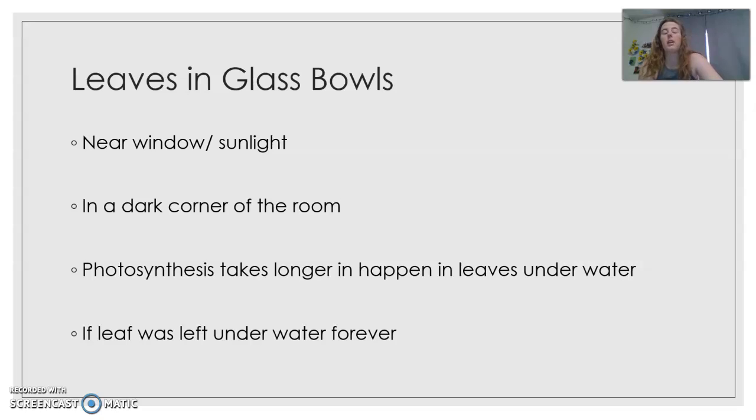And finally, something that your students may not have thought of yet is that if they did leave that leaf submerged fully in the water, then it would have died eventually, right? Leaves cannot take in that much water. This is just a very short experiment, a day or two.